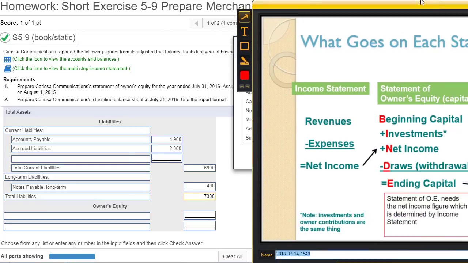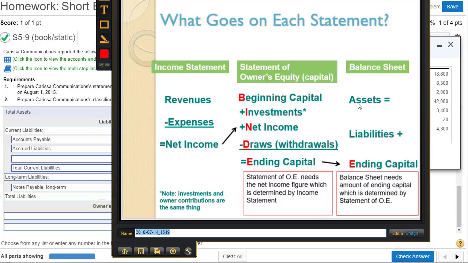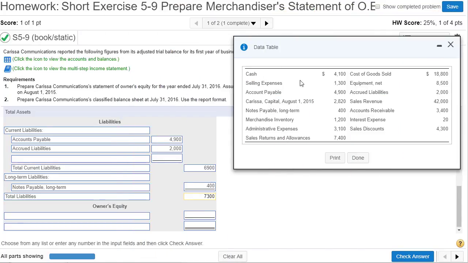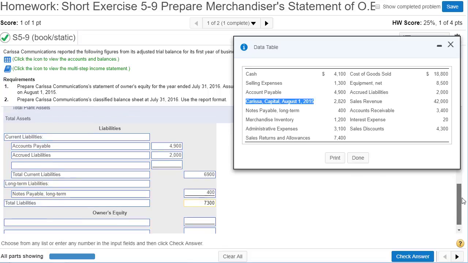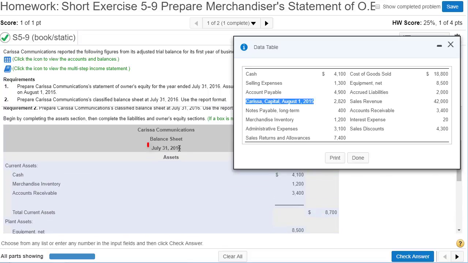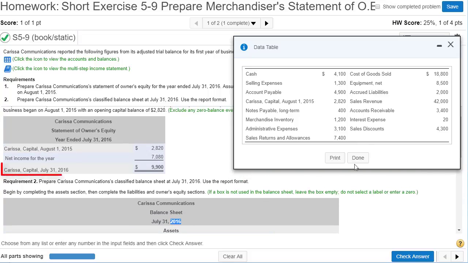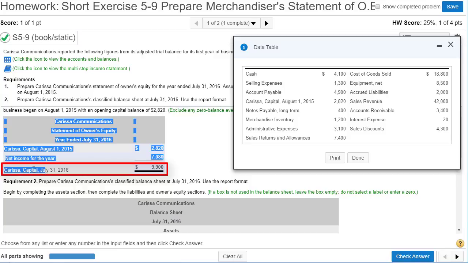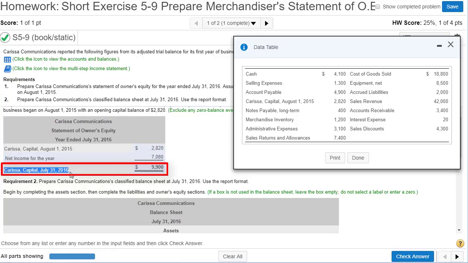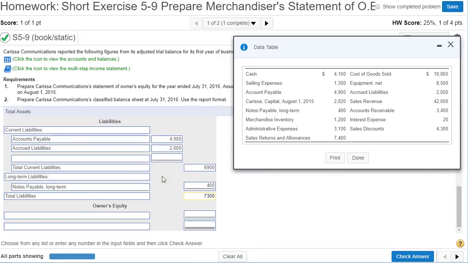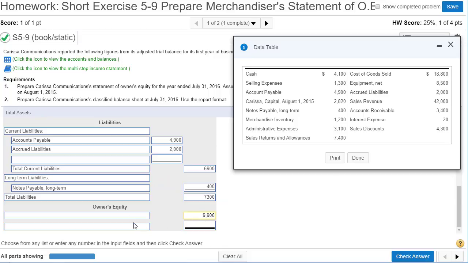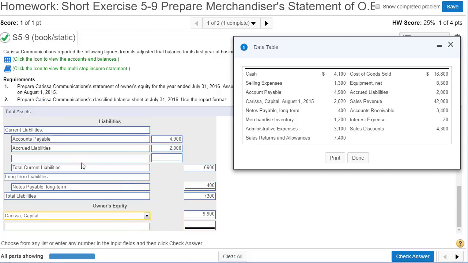Going back to our cheat sheet, the balance sheet formula is assets equals liabilities plus ending capital. So we can't use this capital here because this is the capital at the beginning of the period. Remember, this balance sheet is for 2016. So we need ending capital. Where do we get the ending capital from? Well, we already calculated it up here. Right here. Ending capital at the end of July 31st, we got $9,900. And that is Carissa, capital.